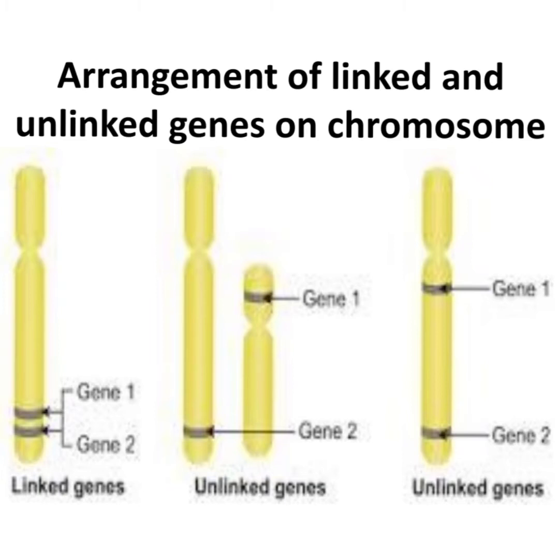In the middle you can see that gene 1 is present in the upper arm of a homologous chromosome and gene 2 is present in the lower arm of another homologous chromosome. They usually are not inherited together, so they are unlinked genes. On the right side you can see that in the lower arm of one chromosome there is gene 1, which is far apart from gene 2, and these two genes are unlinked genes. They are not inherited together.